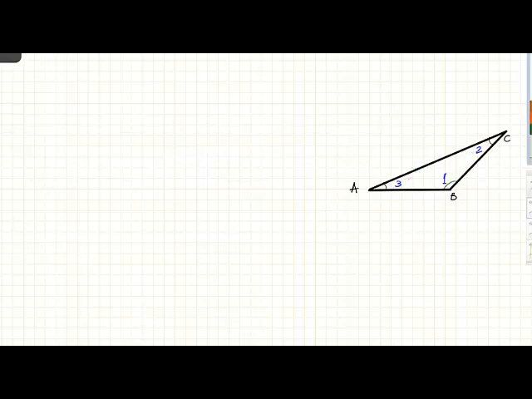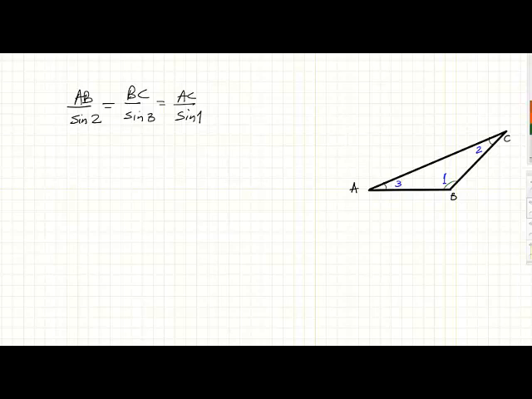So let's first of all explore the sine law here. We have AB divided by sine angle 2 is equal to BC divided by sine angle 3, equal to distance AC divided by sine of angle 1.